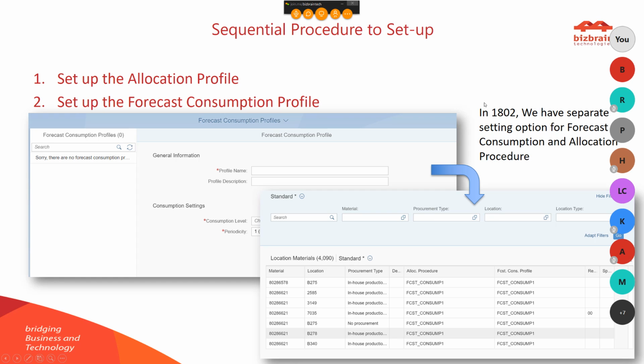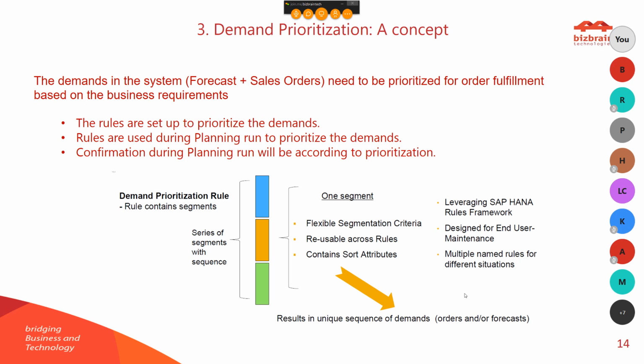But now in 1802, we have separate setting options for forecast consumption and allocation procedure. This is what I read in the latest release document, that we now have these two separate tabs to configure. We faced challenges while demoing, wondering why these two were the same, and we raised the concern with SAP at that time. So after setting these two, next is how to set demand prioritization.